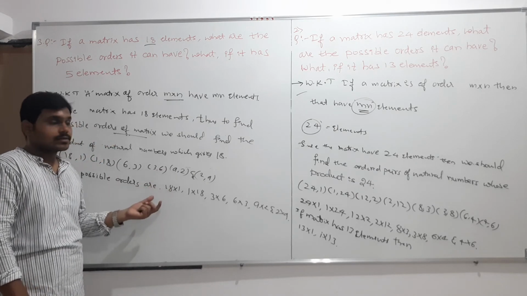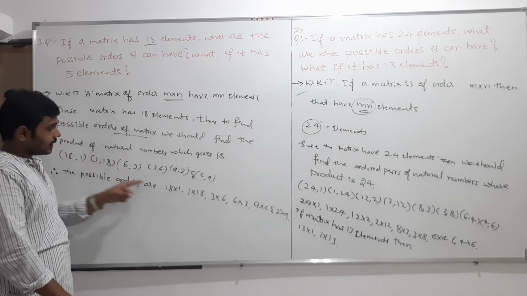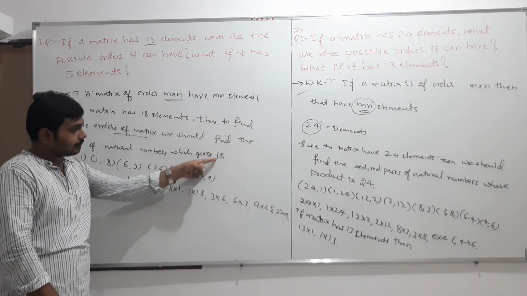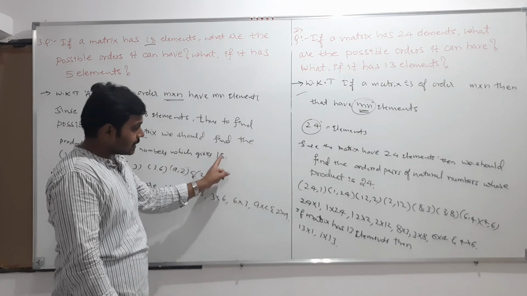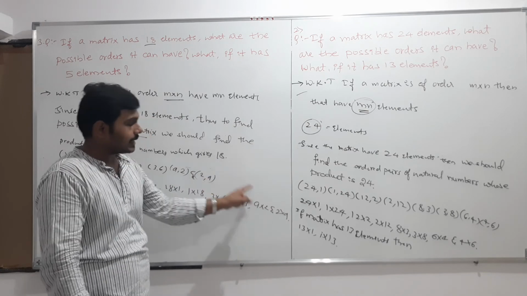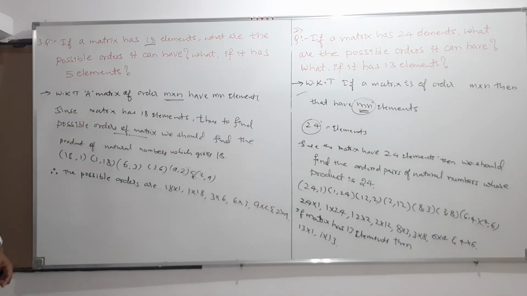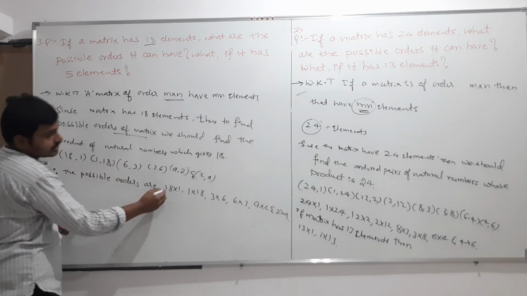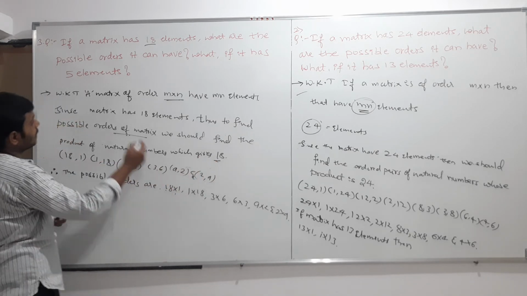You can check this, because 18 into 1 is 18, and 1 into 18 is also 18, 3 into 6 is 18, 6 into 3 is 18, 9 into 2 is 18, and 2 into 9 is also 18. So therefore these are the only ordered pairs. After multiplying this we are getting the 18. This obeys this rule also.